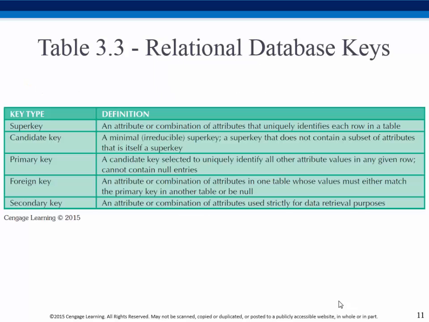Alright, a super key is an attribute or combination of attributes that uniquely identifies each row in a table. A candidate key is a minimal super key, a super key that does not contain a subset of attributes that is itself a super key. Your primary key is a candidate key selected to uniquely identify all other attribute values in any given row, and it cannot contain nulls. A foreign key is an attribute or combination of attributes in one table whose values must either match the primary key in another table or be null. And your secondary key is an attribute or combination of attributes used strictly for data retrieval purposes.